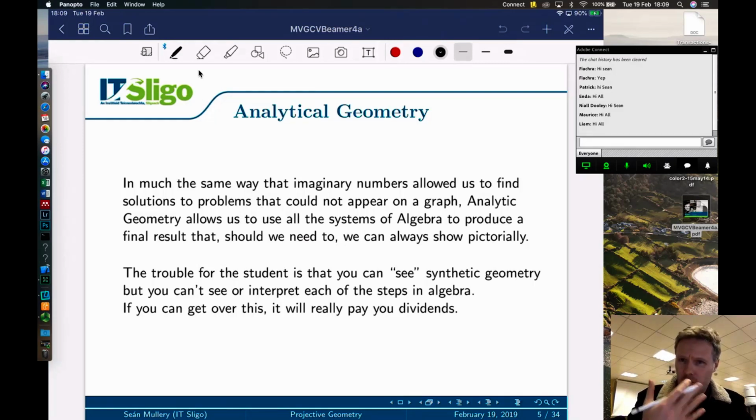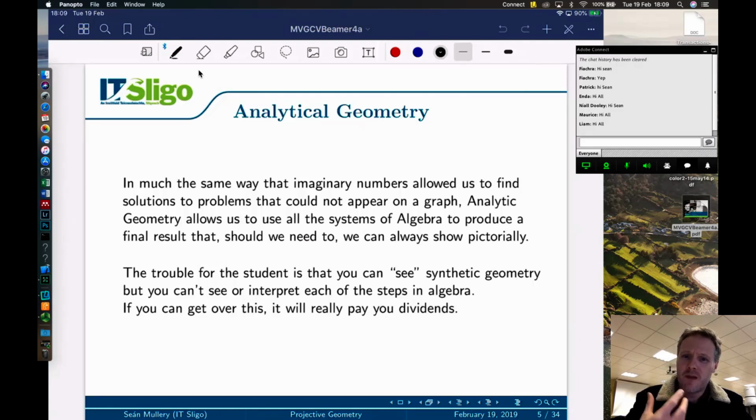The trouble for any student, and I include myself in this as an ongoing student of any of this stuff, right? So the trouble for a student is that you can see synthetic geometry. You can see the lines, you can see the circles, and diagrams work really well. And of course, that's because humans evolved to such an extent that their eyes were the primary source of information that they get.